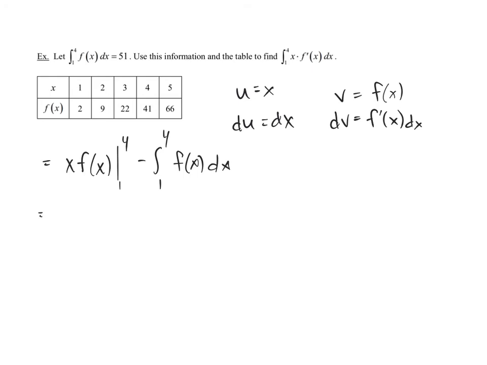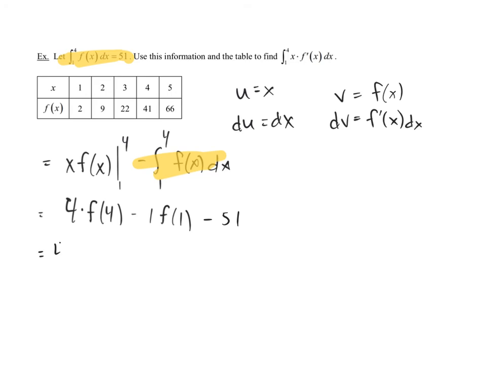Okay, so continuing here with the fundamental theorem of calculus, plugging 4 into x f of x, that's going to be 4 times f of 4 minus 1 times f of 1. So I'm going to erase this and put that 1 times f of 1. And then for this integral here at the end, I was given the value of that in the problem. The problem told me that that integral was equal to 51. So I'm going to put in here minus 51.